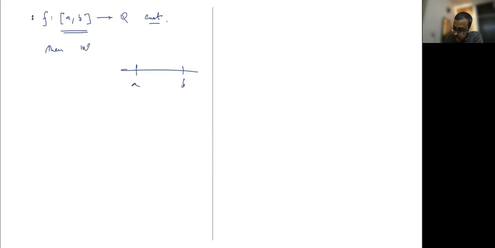if you look at the infimum of the range of f, and if you look at the supremum of the same, then both these numbers are attained somewhere. So let's say the infimum is m, then there is a point c where f(c) is equal to m, and there is a point d in the same interval where f(d) is equal to capital M.